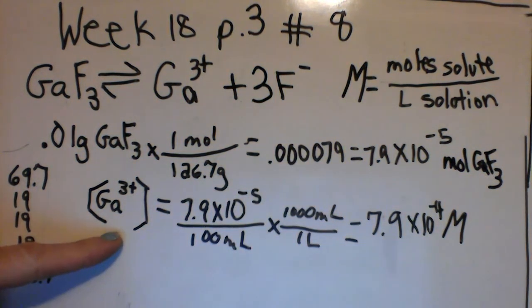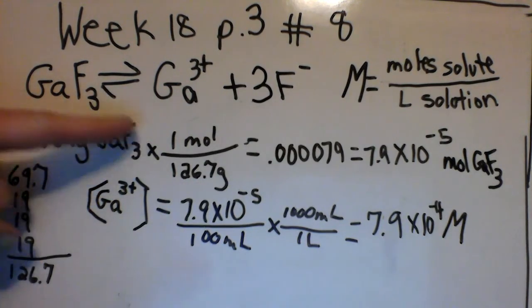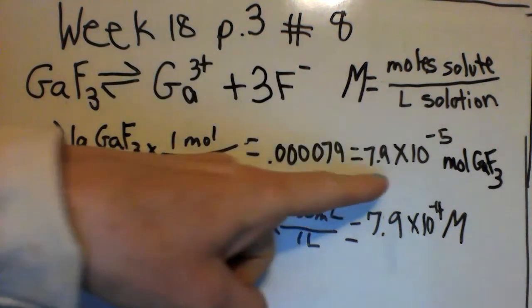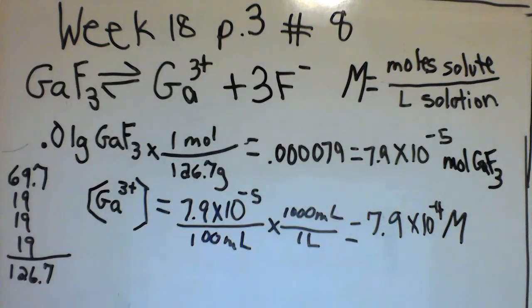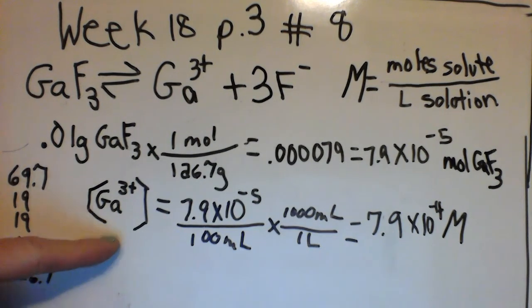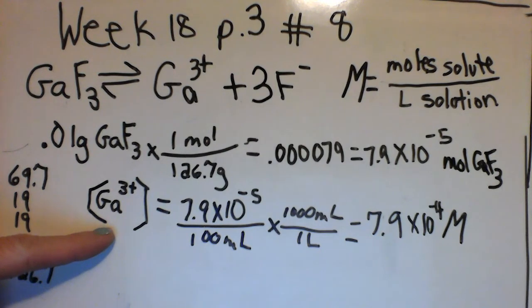So for the concentration of gallium ions, we know that there's only 1 gallium ion per molecule of gallium trifluoride. And we know that there are 7.9 times 10 to the negative 5 moles of gallium trifluoride. For each mole of gallium trifluoride, there is 1 mole of gallium ions. So we can use that number of moles. Then we're going to divide by the liters of solution.